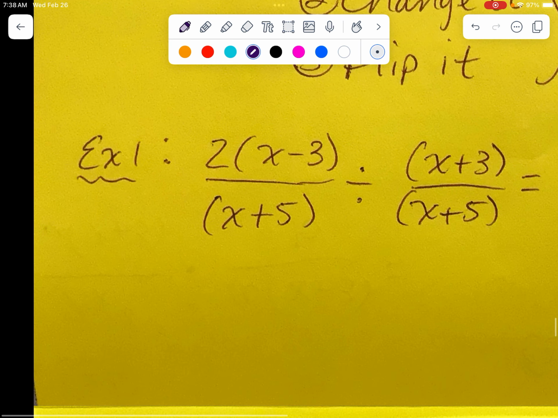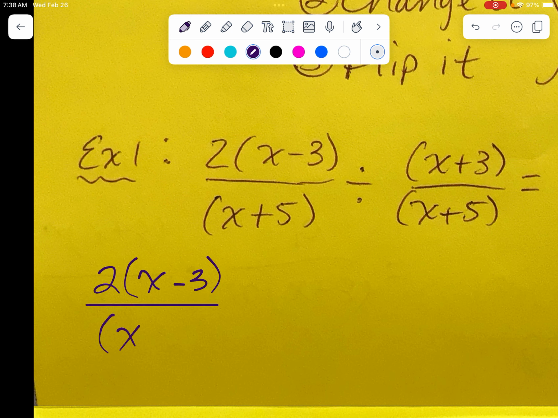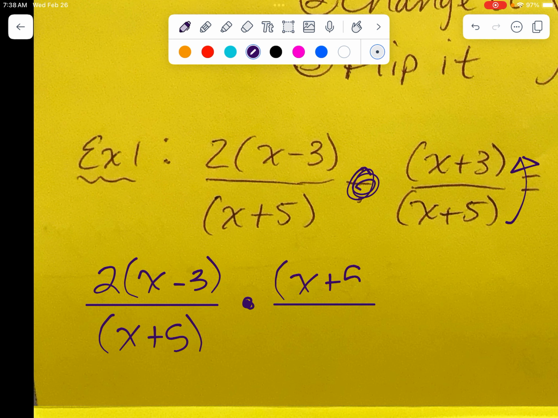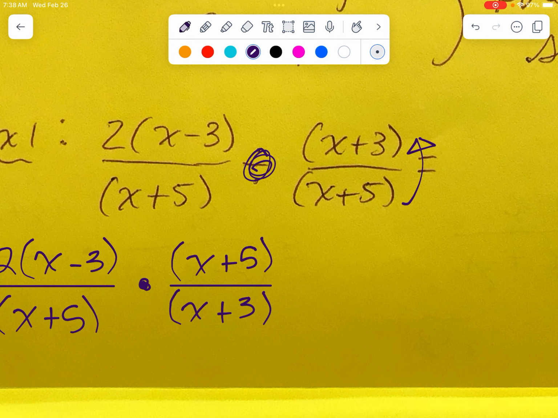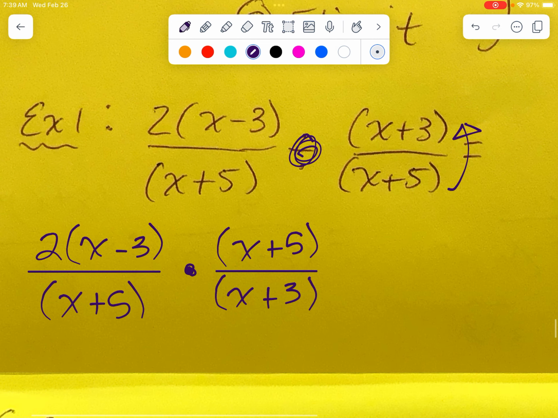All right, so what we're going to do first, we're going to keep the first fraction. So 2 times x minus 3 divided by x plus 5. We change this division to multiplication, and then you are going to flip this fraction upside down. So we have x plus 5 on top and x plus 3 on the bottom. So when you flip a fraction upside down, you're actually using a reciprocal.